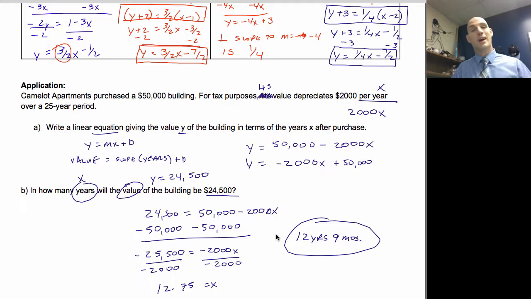Okay, that's how you do it, guys. Those are the linear forms. That's dealing with linear equations in 3 separate forms. We talked a little bit about slope when we did a word problem.